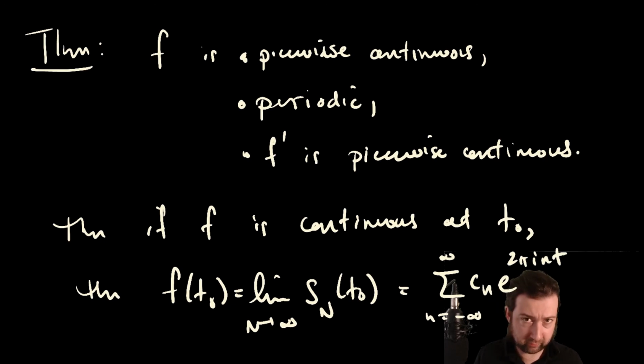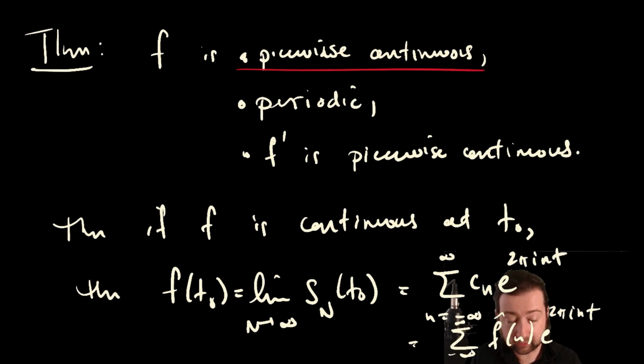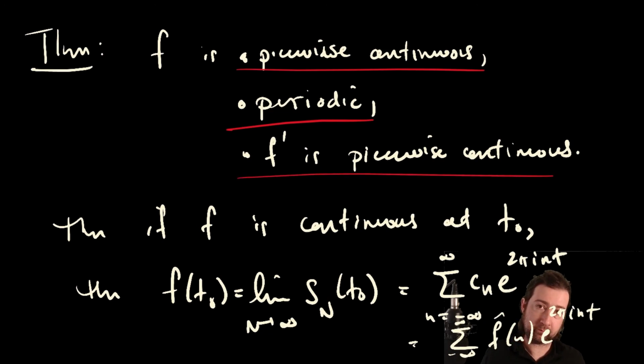Or in the language that we're going to be using going forward, we could equivalently write the sum of f hat n e to the 2 pi i n t. So there you go. That's when we can use a Fourier series. f is piecewise continuous, f is periodic, and f prime is piecewise continuous. Now, all of the functions that we've dealt with so far have been periodic on an interval of length 1. The machinery that we've built is actually very easy to modify so that a function could be periodic on an interval, say, of length T.